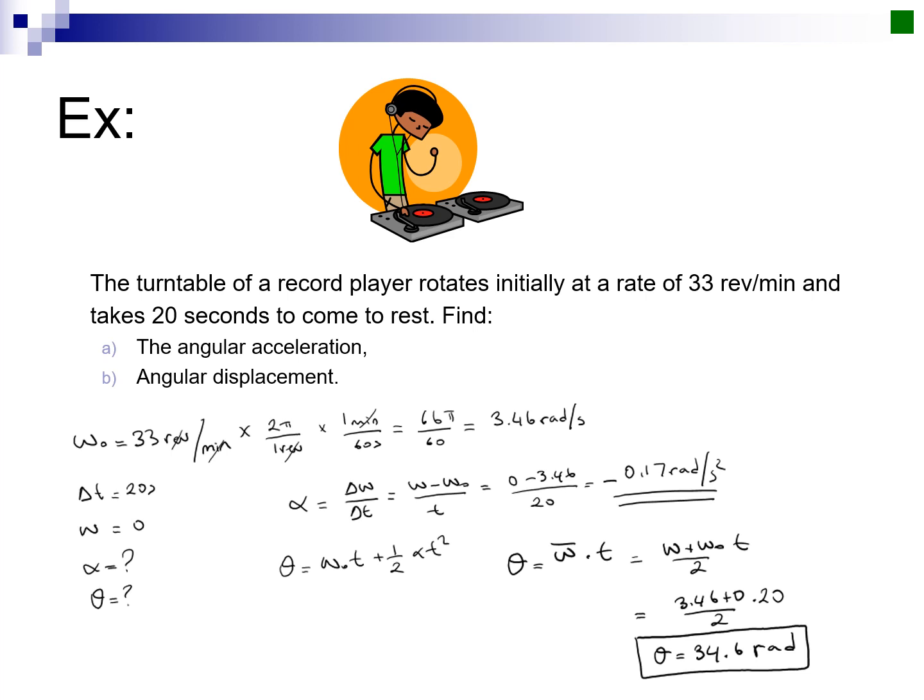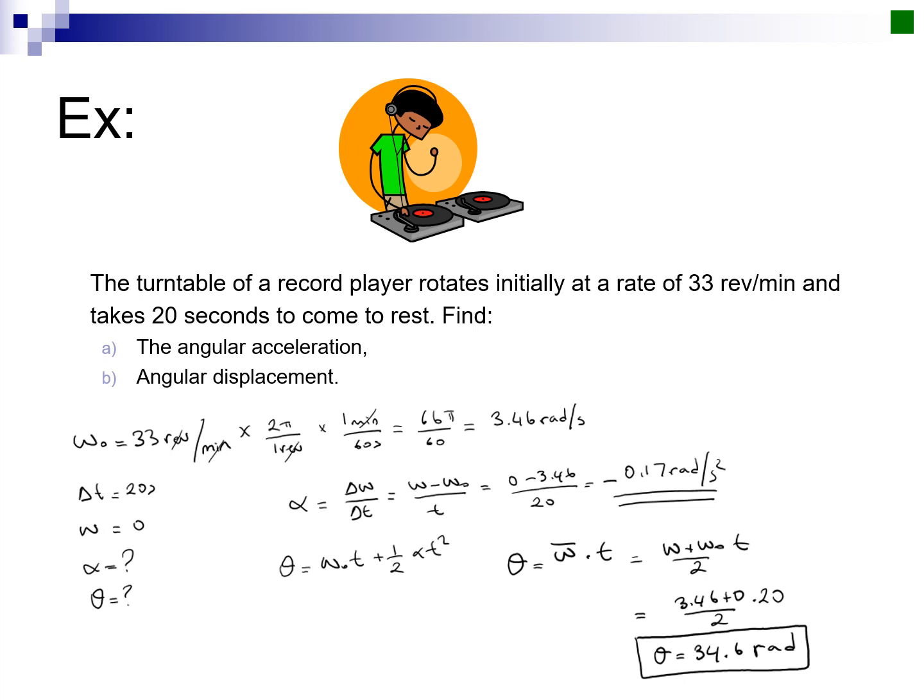Here is an example problem. The turntable of a record player rotates initially at a rate of 33 revolutions per minute and takes 20 seconds to come to rest. Find its angular acceleration and angular displacement. Now let's have a list of givens like we normally do. So we have an original angular velocity, omega original, is 33 revolutions per minute, and the time it takes for it to come to 0 is 20 seconds.